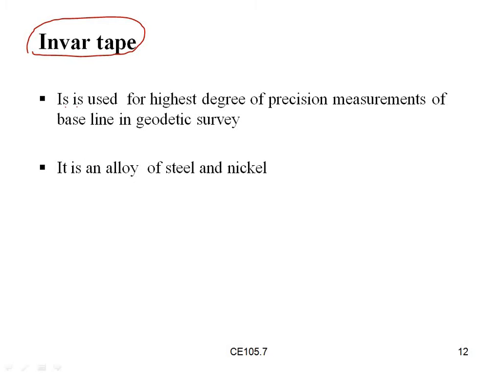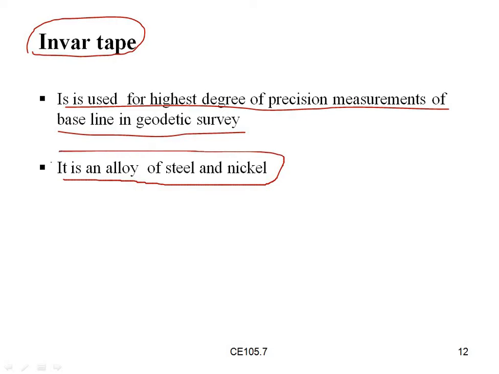The next is Invar tape. It is used for the highest degree of precision in measurements of baseline in geodetic survey, and it is an alloy of steel and nickel. So the material of Invar tape is an alloy of steel and nickel. It is used for the highest degree of precision, that means for longest distance measurements, this Invar tape will be used.